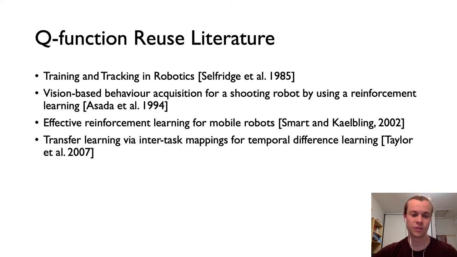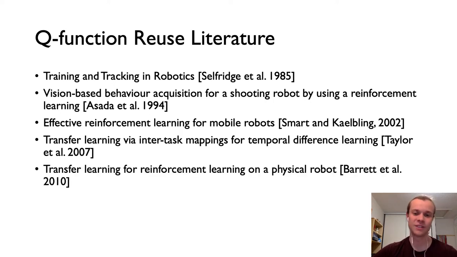Some work from 2007 by Taylor et al. is this work here, in which they basically have these robot soccer tasks. The tasks get more challenging, and they transfer value functions between these tasks. And this is done in simulation. Then in 2010, Barrett et al., with Matt Taylor as well, worked on showing that this actually works with physical robots.